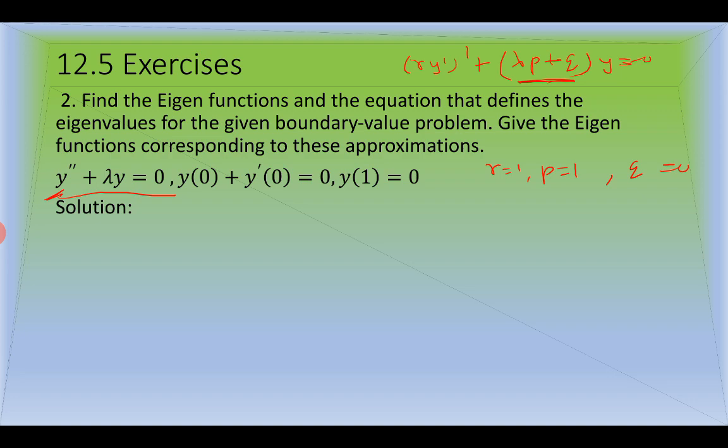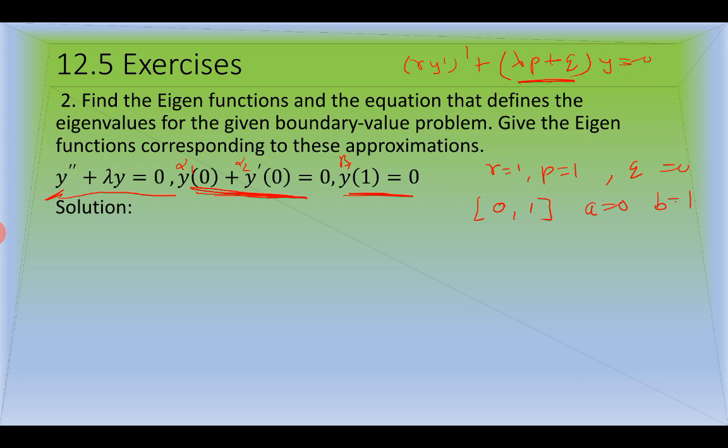In the boundary conditions, you understand the lower limit is 0 because both the terms are involving 0. Here is the upper limit. So the interval is 0 and 1. That is A is 0, B is 1. Alpha 1 is 1, alpha 2 is 1, beta 1 is 1, beta 2 is 0. So we understand that this is a Sturm Liouville problem.